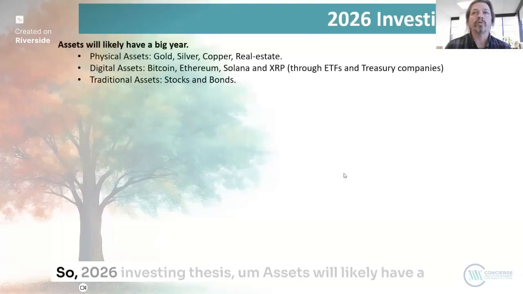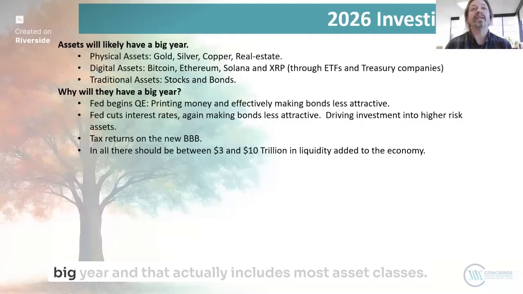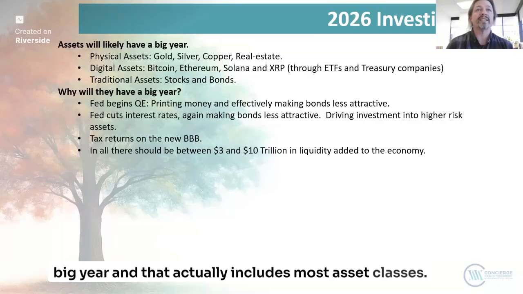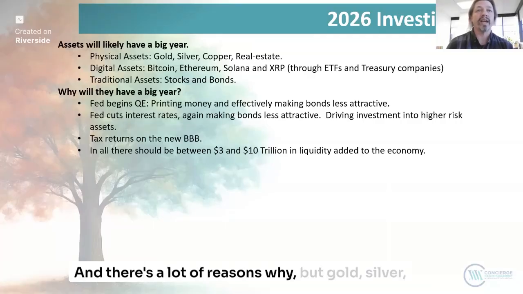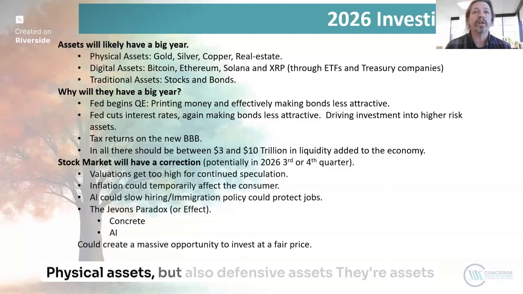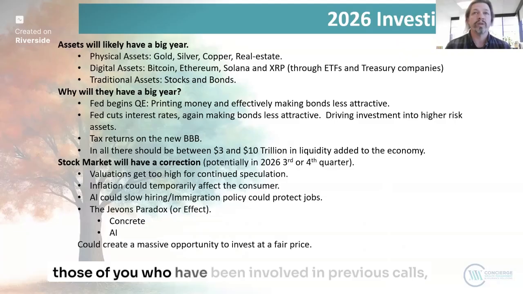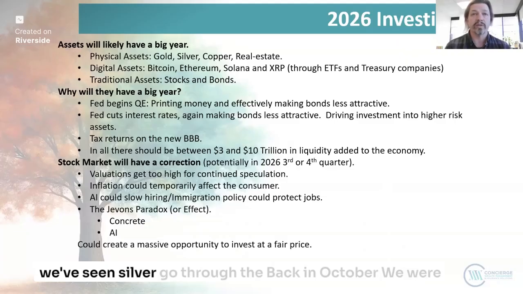Okay, so 2026 investing thesis. Assets will likely have a big year, and that actually includes most asset classes. There are a lot of reasons why, but gold, silver, copper, real estate, those are all what I would call physical assets, but also defensive assets. They're assets that typically do well when inflation goes up. For those of you who have been involved in previous calls, we've seen silver go through the roof.